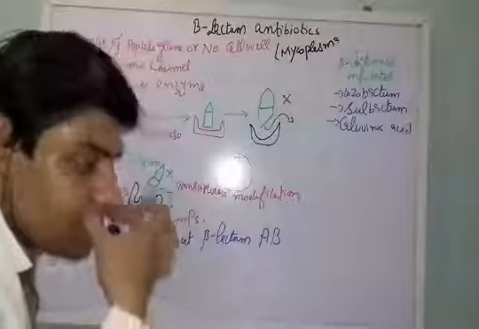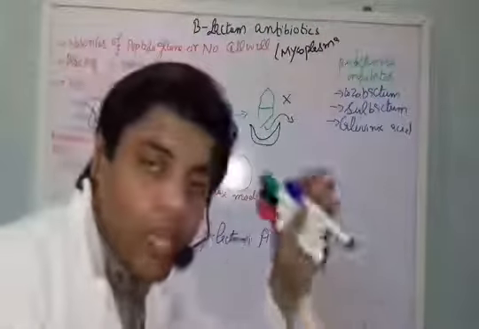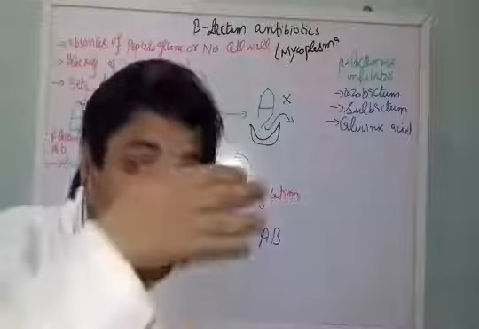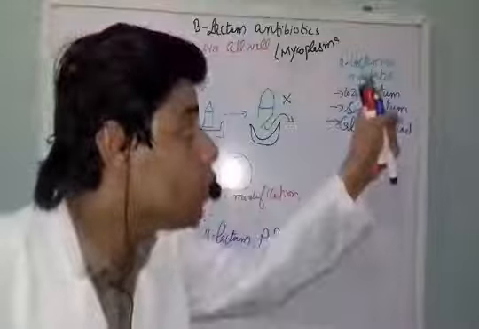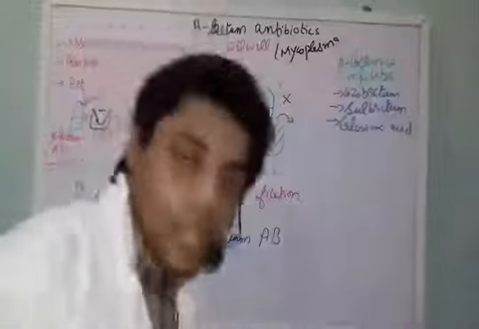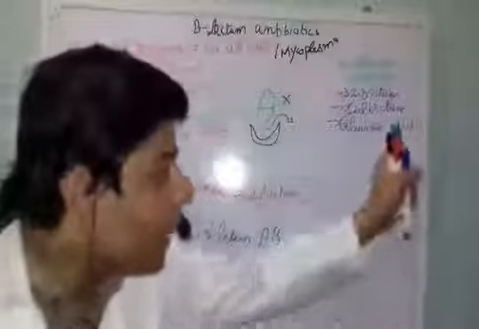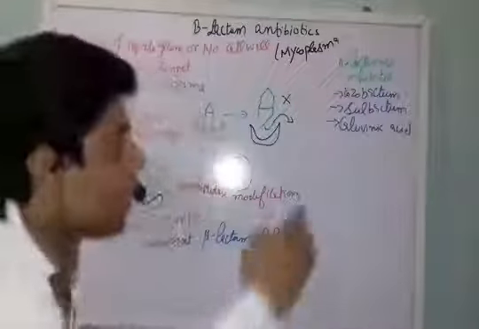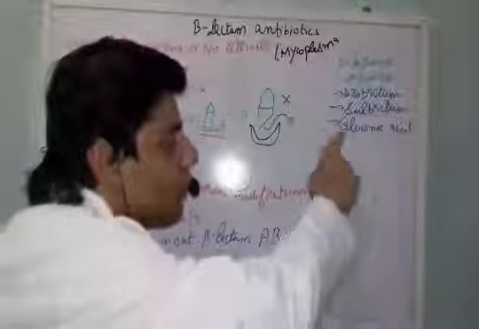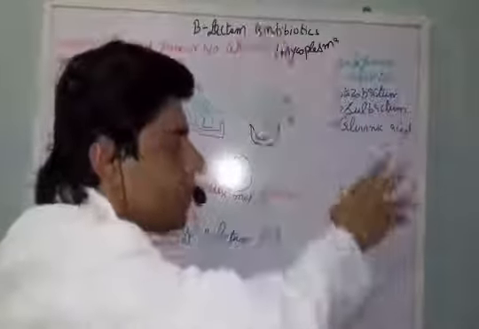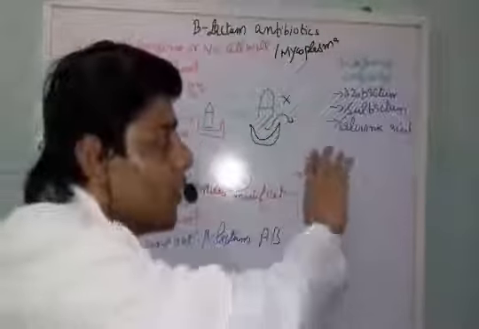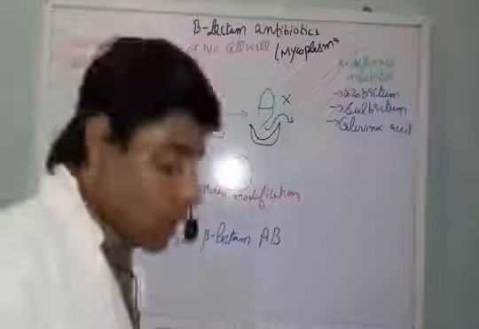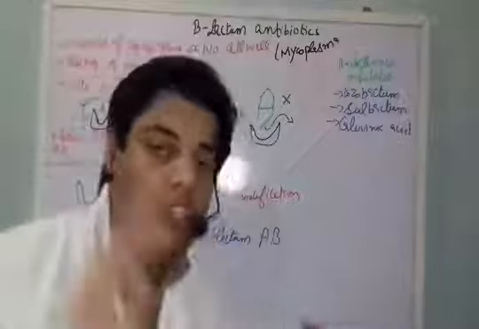What actually happens? The cephalosporins, carbapenems, monobactams, and penicillins, all these beta-lactam antibiotics, don't have these beta-lactamase inhibitors. But when we add a beta-lactamase inhibitor to any one of these drugs, if we add tazobactam or sulbactam, then what is the mechanism of action? The mechanism of action will be totally changed.